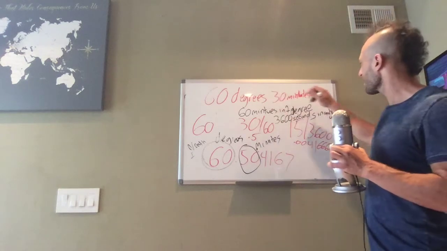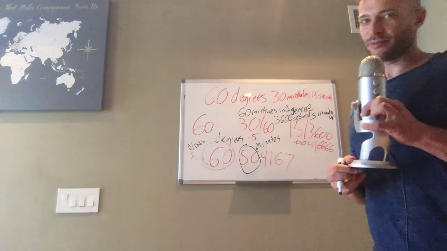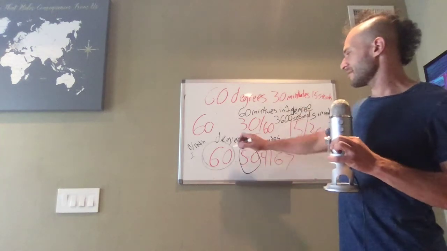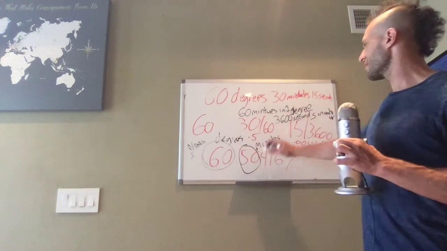So we're getting smaller units and smaller units, right? Think about how precise we want to be with our GPS. We have to get very accurate. So we have 60 degrees turns into 60, and then on the right side of the decimal point, we have 30 minutes, and that's 0.5.